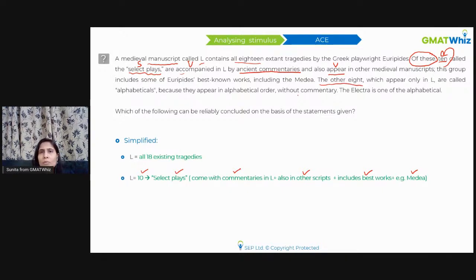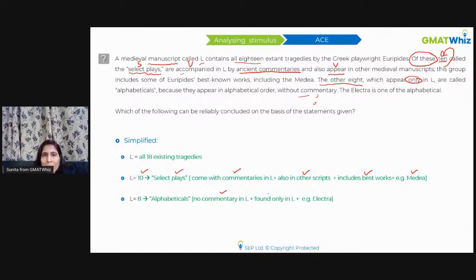Without commentary. So what is without commentary? Let me ask myself. I'm relating back the information that I'm breaking and reading. What are without commentary? These 8 which appear in L, and they appear only in L. Very, very important. Okay, they do not have any commentary. So straight away, I can see a lot of differences. These 8 are known as alphabeticals. They have no commentary in L. They are found only in L as compared to, so you can look at the comparison this way. And one of the examples is Electra. One of the examples of the alphabetical is Electra. So this is what I have understood from my passage. This is very, very important.